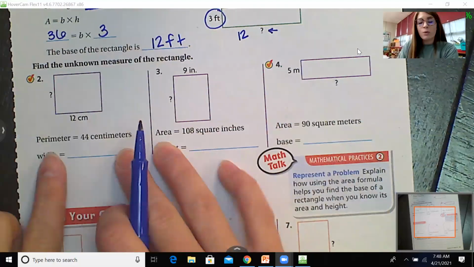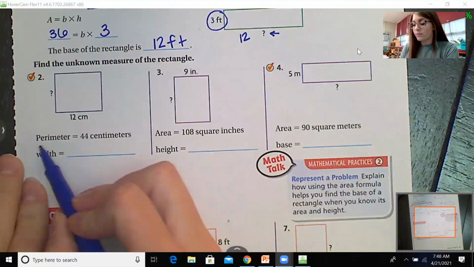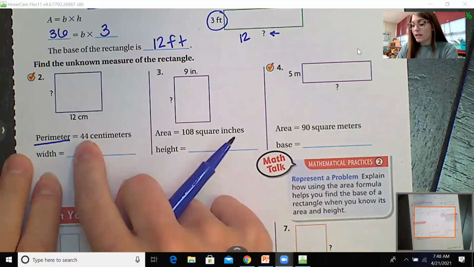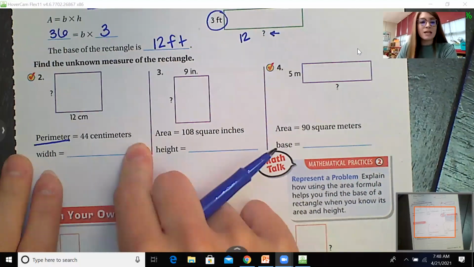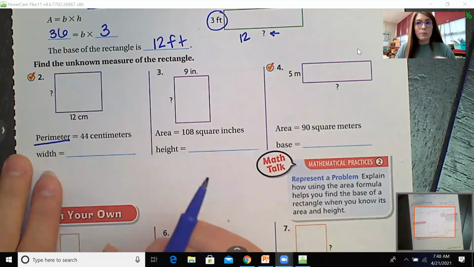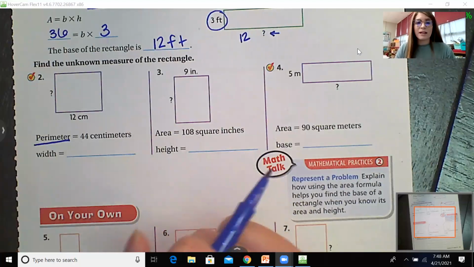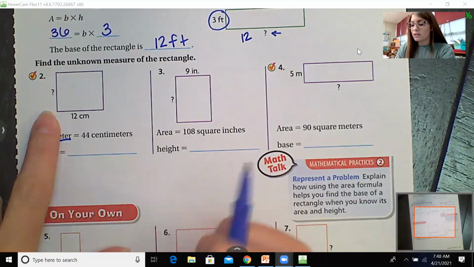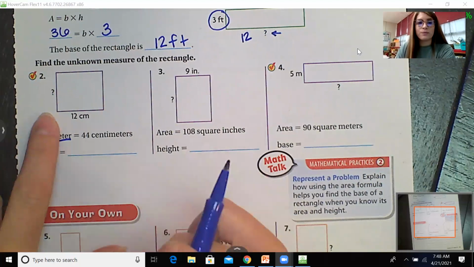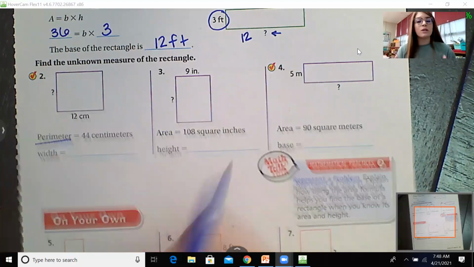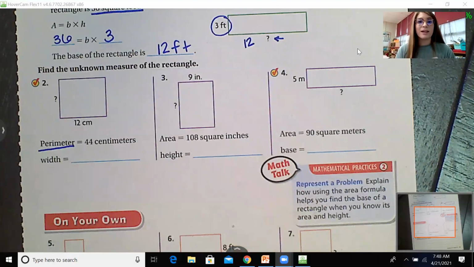Alrighty, let's look down here. Number 2, now we're dealing with perimeter. Perimeter is equal to 44 centimeters. Now we know with perimeter, we add up all the sides. What kind of shape is this? Is this a square, a rectangle? Right, it's a square. What do we know about squares? Exactly, all the sides are the same length.